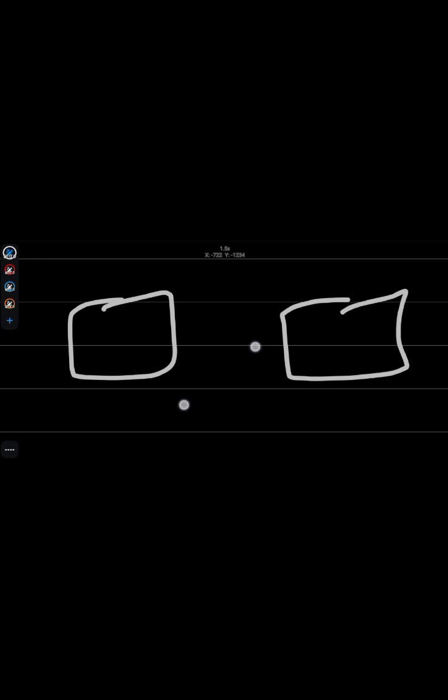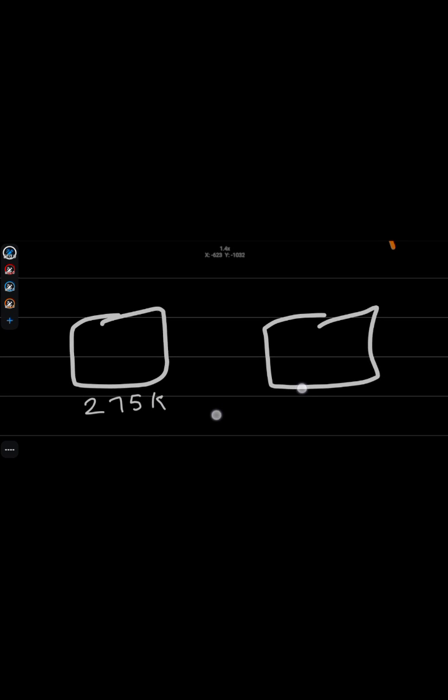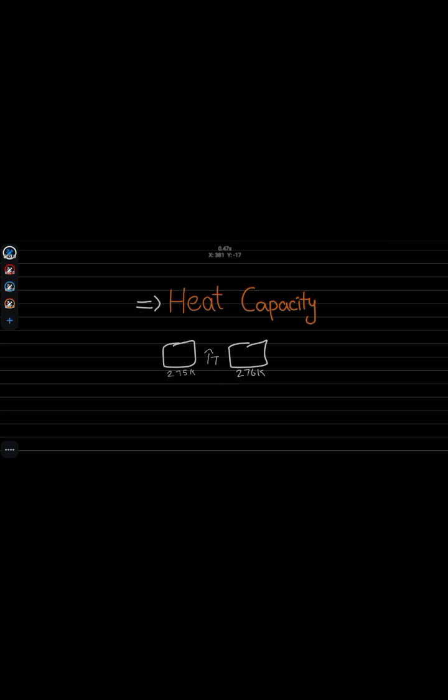For example, here I have a substance at 275 Kelvin and I have to raise the temperature of it to 276 Kelvin. This is what heat capacity is.